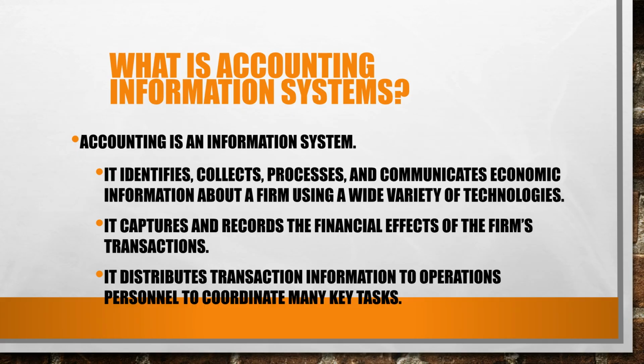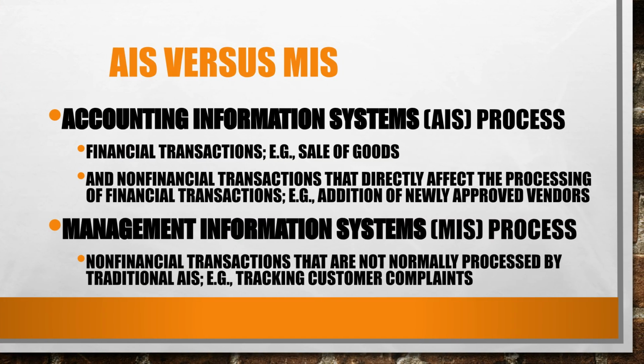Accounting itself is an information system. It identifies, collects, processes, and communicates economic information by capturing the financial effects of a firm's transactions. While an AIS processes financial and related non-financial transactions, a management information system, or MIS, typically handles broader non-financial data not processed by traditional accounting.